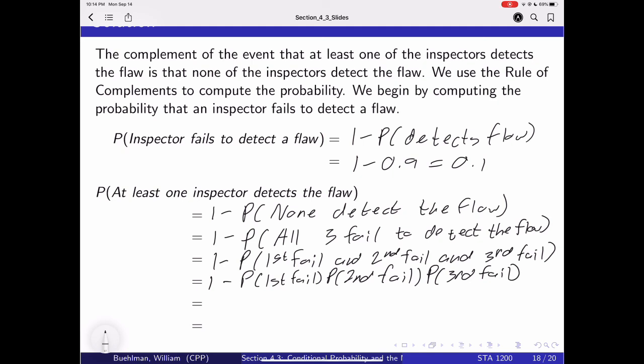So now we're just going to plug in the numbers. 1 minus the probability that an inspector fails, which we have up here at the top, is 0.1, times 0.1 for the second and 0.1 for the third inspector, which is equal to 1 minus 0.1 to the third power, which is equal to 0.999. So the probability that at least one inspector detects the flaw is 0.999. That is the chance that if a flaw is present, one of the 3 inspectors will catch it.